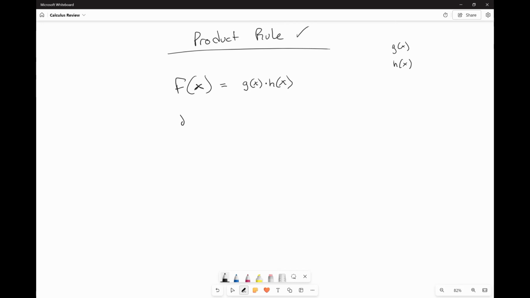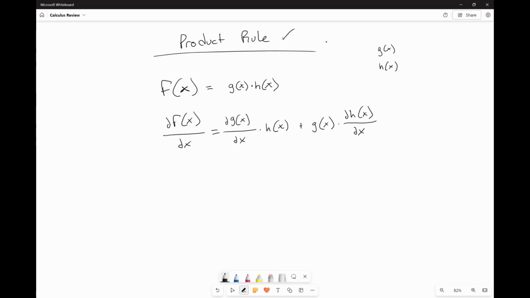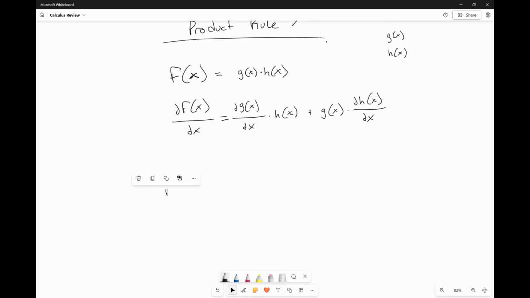So let me show you what that looks like. The derivative of f of x with respect to x is equal to the derivative of g with respect to x times h of x plus, actually I should write it like this, plus g of x times the derivative of h of x with respect to x. That is the product rule. Okay, so let's do an example of that, kind of show you what I mean.